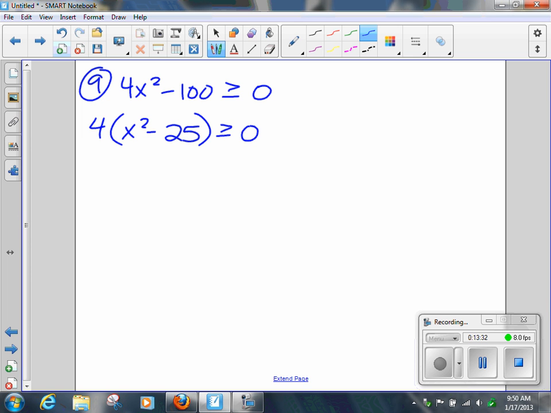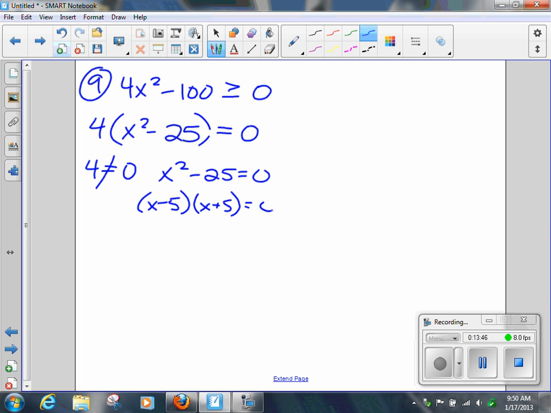Now, of course, that's a corresponding equation. 4 equals 0. No. X squared minus 25. We got x minus 5, x plus 5. Do you guys agree? What are my solutions? -5, +5. I'm going to go the other way, and I'm going to put them in order. Now, that means, underline, -5, +5, open or closed? Closed.